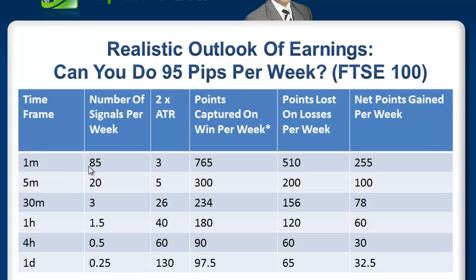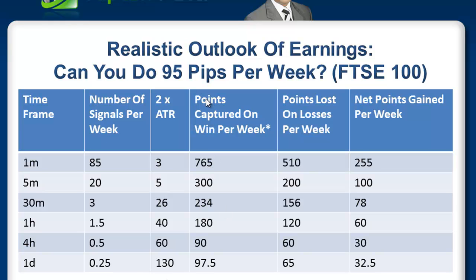This time you've got the 1 minute. Number of signals per week, remember, is 85. 2 times your range is 3 pips. Points captured on a win per week, because we assume we're only correct 50% of the time, and we assume that we capture 3 times our range when we're correct and lose 2 times our range when we're wrong.